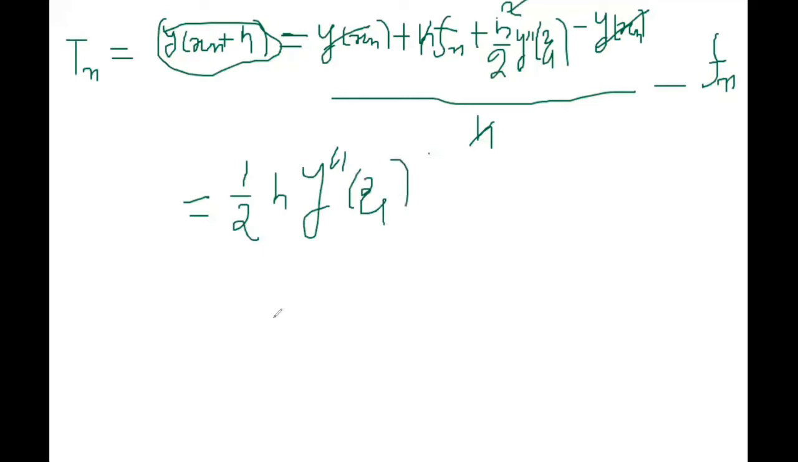So this is basically the truncation error we are getting here: 1 by 2 h y double prime at xi n. Why have they written xi n? Because we are considering the interval xn to xn plus 1 as the interval changes. So this xi will change.